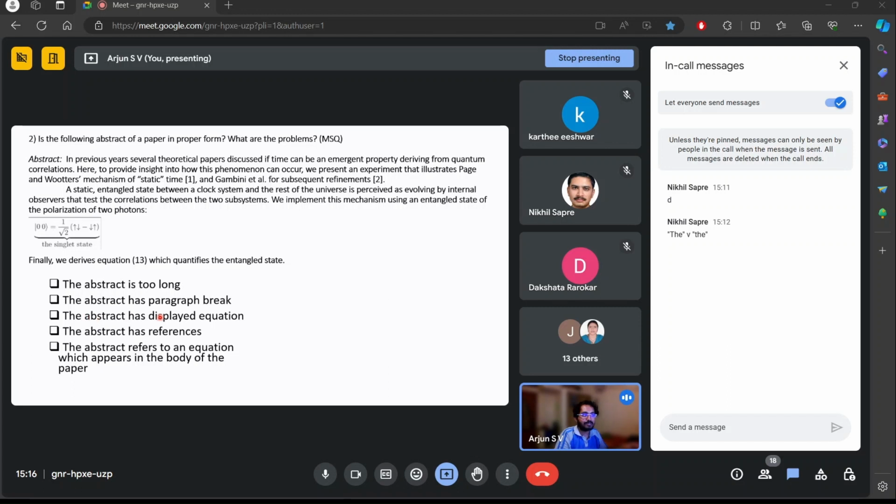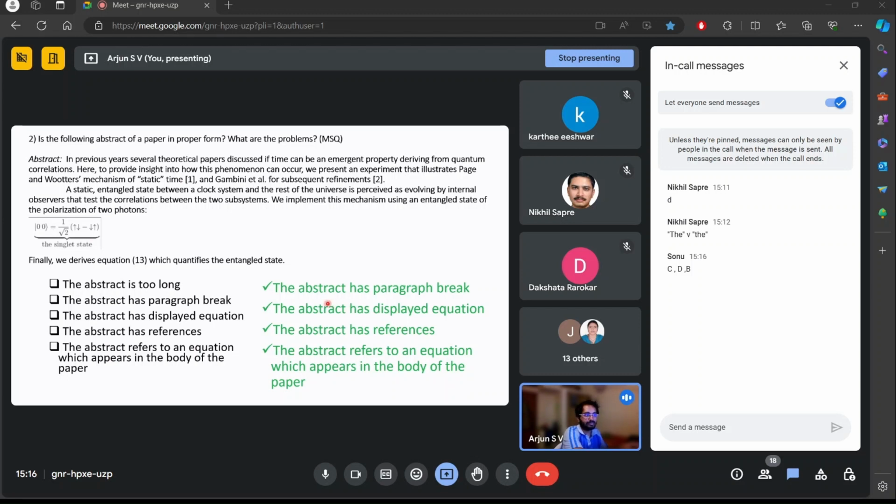The abstract has a displayed equation. Yes, that should not be done in an abstract. The abstract has references, which should not be done in an abstract. And then the abstract refers to an equation which appears in the body of the paper. Exactly. So all these options are correct. Except for the "abstract is too long" option, all the other options are correct, because those should not be done in any abstract.